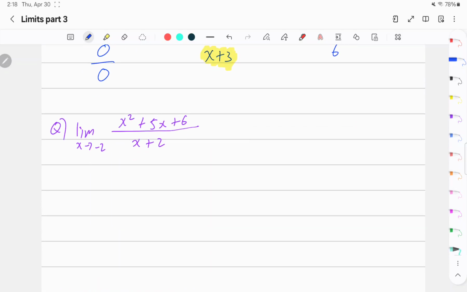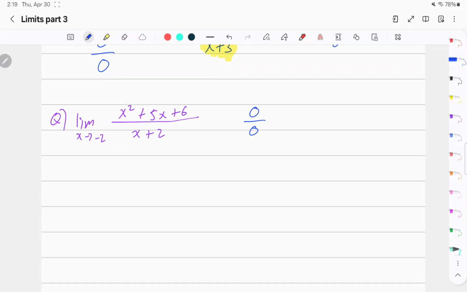Another time, there could be more than one time you need to simplify, or there are more simplification techniques. You need to use high school algebra for that. Look at this question. Just to save some time, I'm telling you this is an indeterminate form if you plug it in directly. So you have to simplify first. And how would you simplify this? The x plus 2 cannot be simplified further.